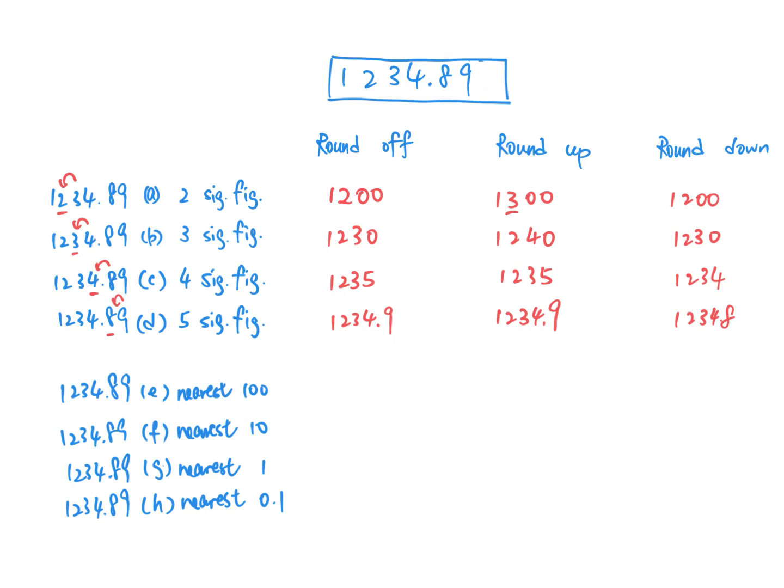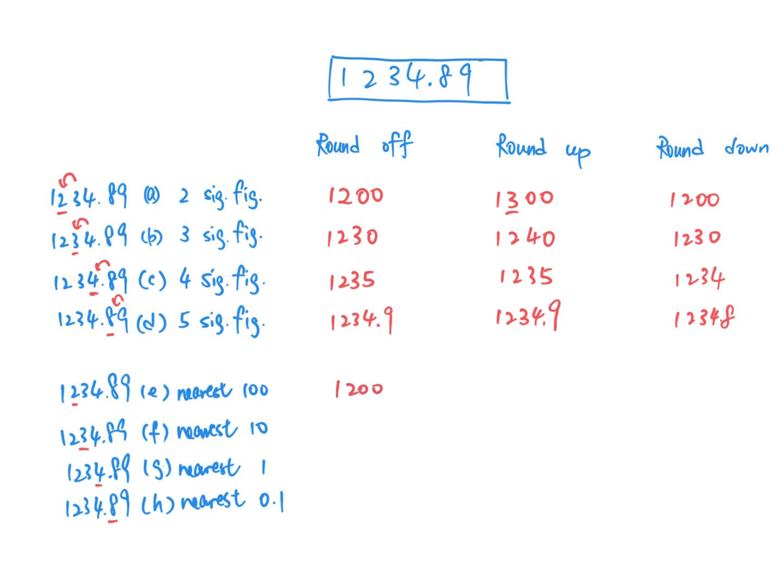We'll sometimes ask you to round off, round up, or round down to the nearest 10, 100, 1000, 1, or 0.1, etc. Let's see. I underlined our target here for each of the E, F, G, H. Nearest 100, our target here is 2. The place value is 100. And now round off, that means we need to see the next figure. If it is greater than 4, so again it is 1200.